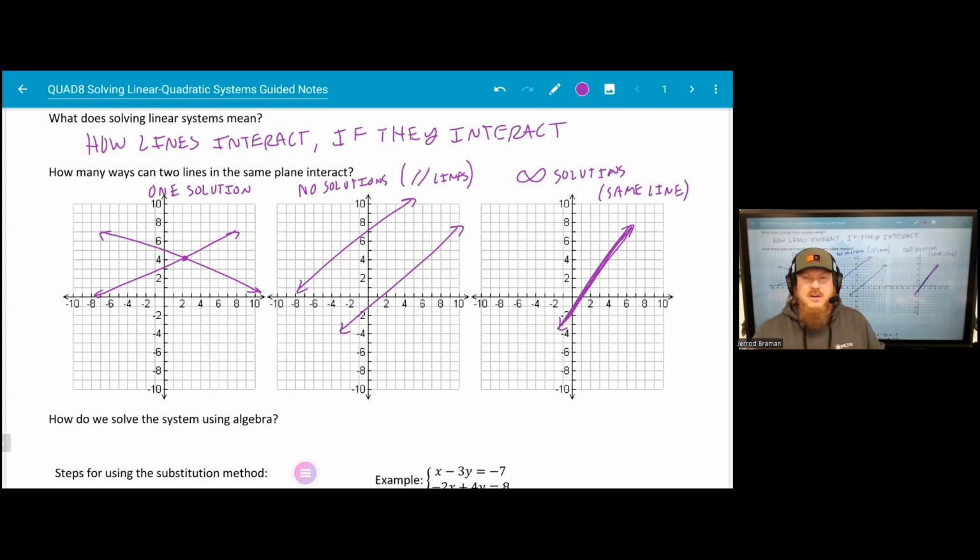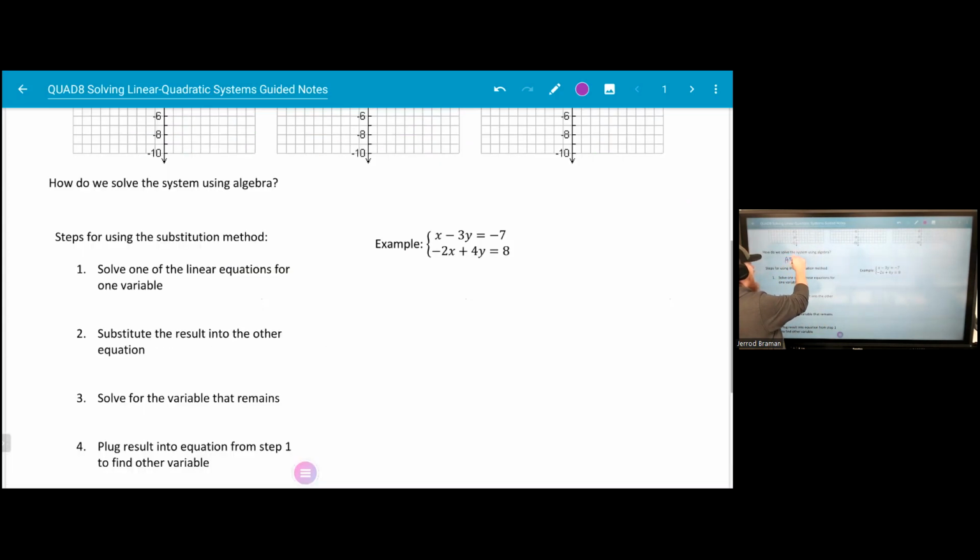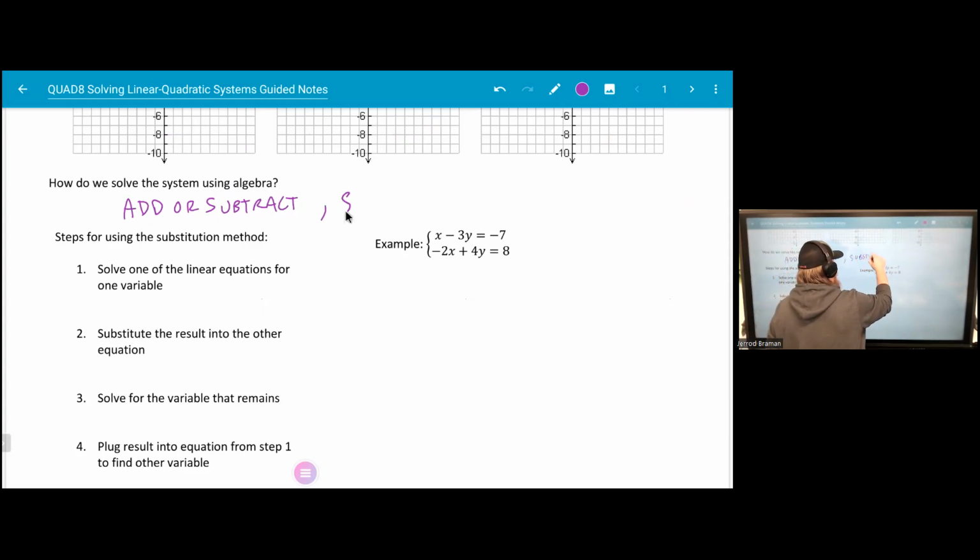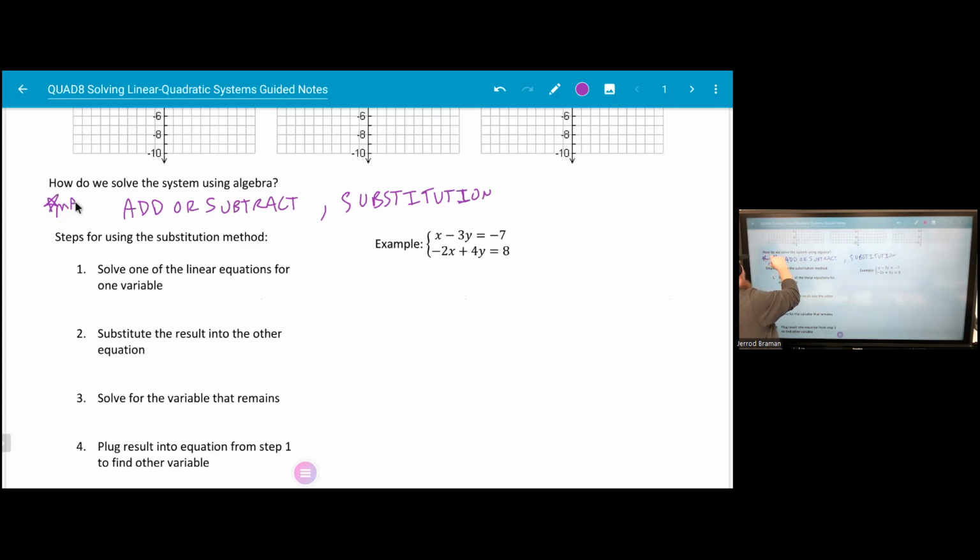Now, with that said, we want to see if they cross, and if they do cross, where do they cross, or are they parallel, or are they the same line? One of the best ways to do this is using algebra methods. We could add or subtract the equations. We could also use substitution. You might have to multiply first if you're doing the add.